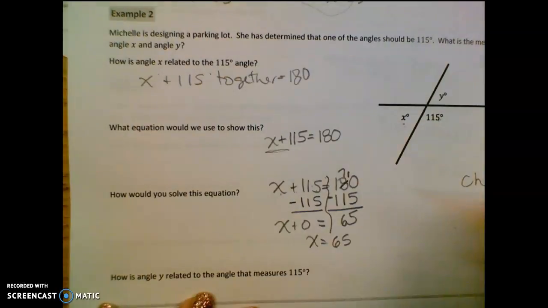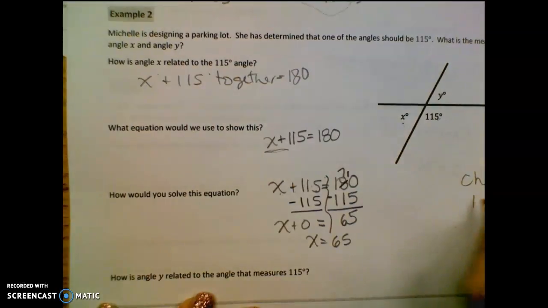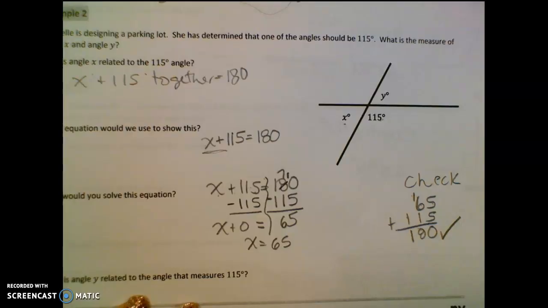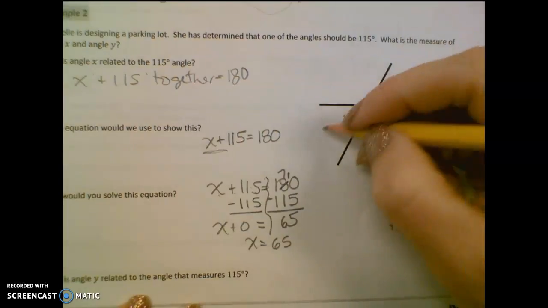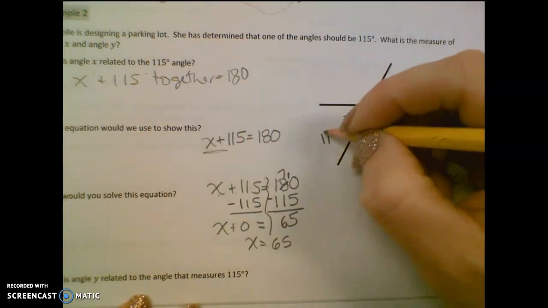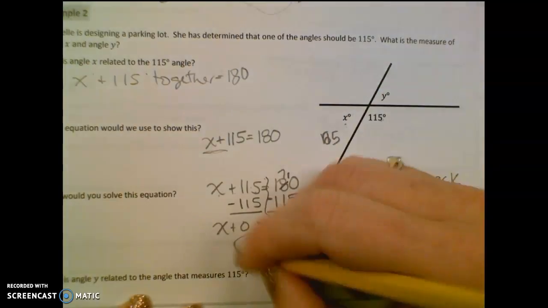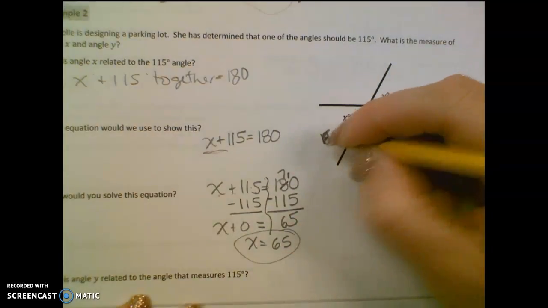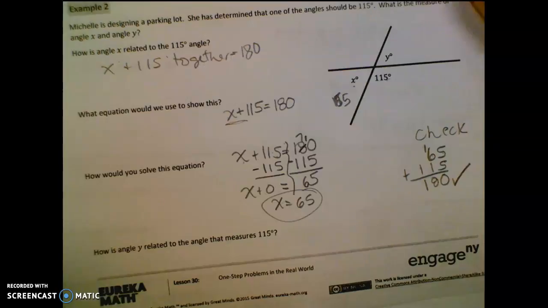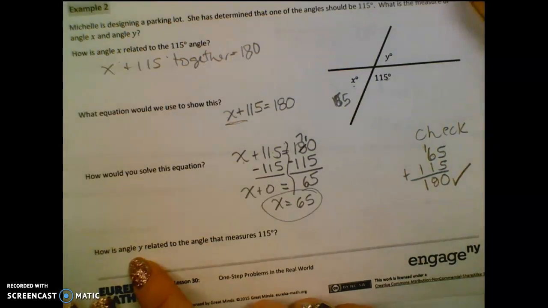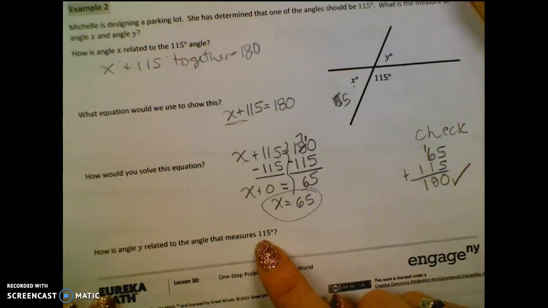I want to make sure that I do my check, so I plug it back into the original problem. 65 plus 115. 5 plus 5 is 0. 6, 7, 8, and then 1. I get 180, so check. So this angle is going to be 65. Make sure you plug in x for there. So that's 65.